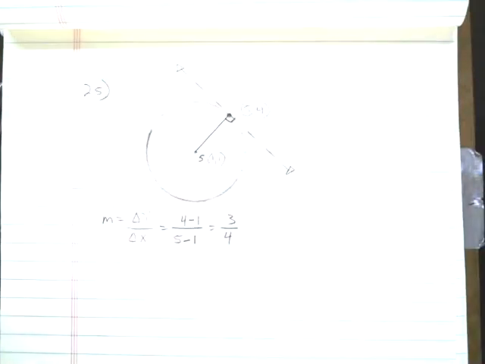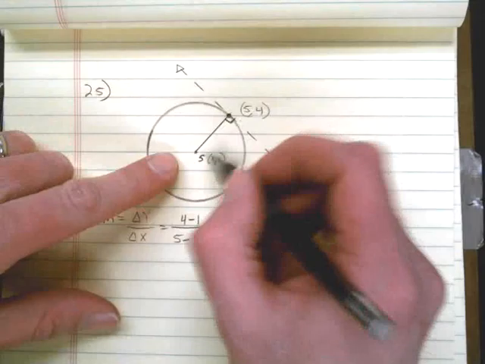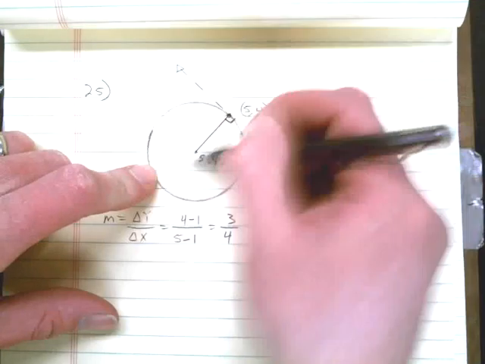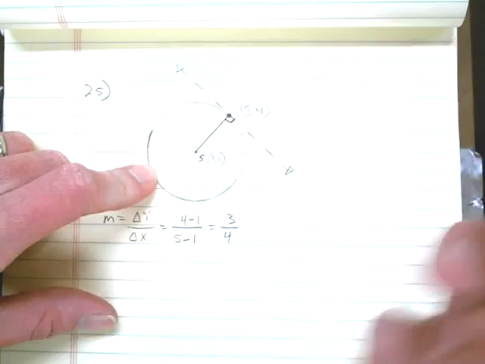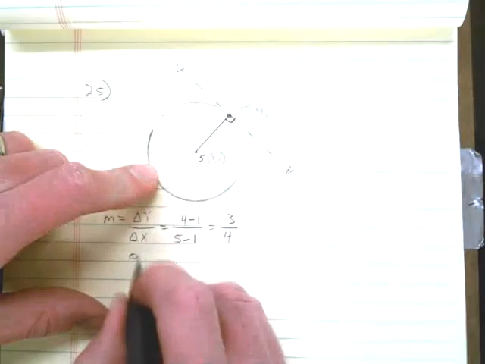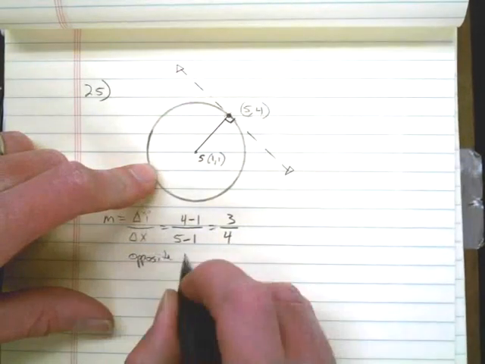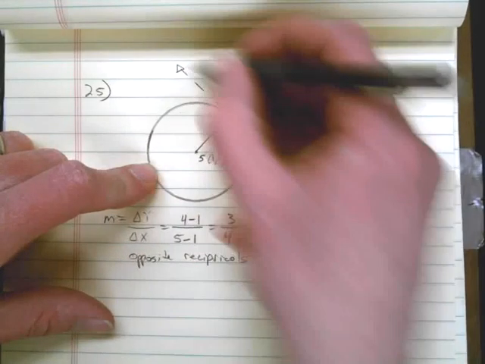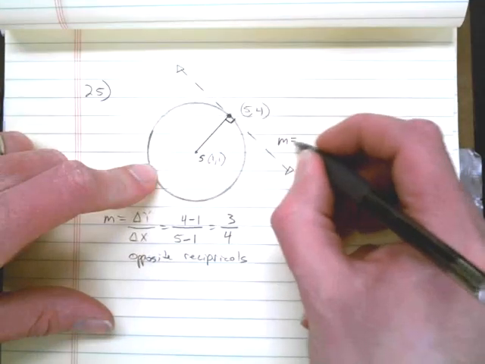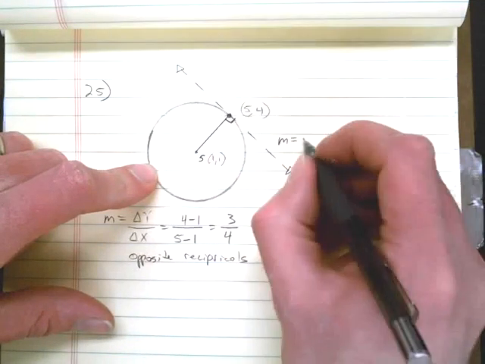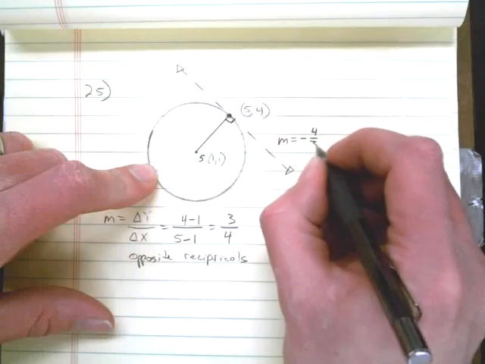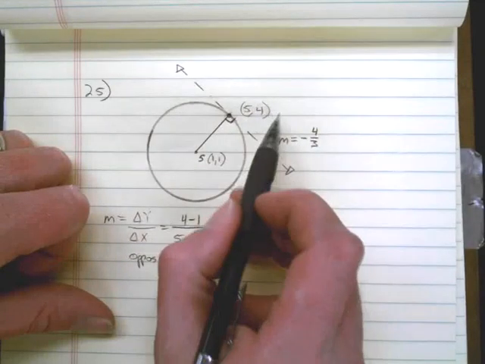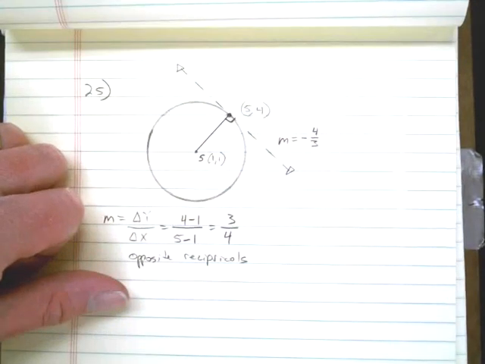We already know that at the point of tangency, the radius hits the tangent and forms a perpendicular. So we know that this slope is perpendicular to this slope. Perpendicular slopes are opposite reciprocals, which means the slope for this line is going to be the opposite reciprocal of this, which is negative 4/3. Okay? Now we know the slope of this, and we know 1 point on the line.